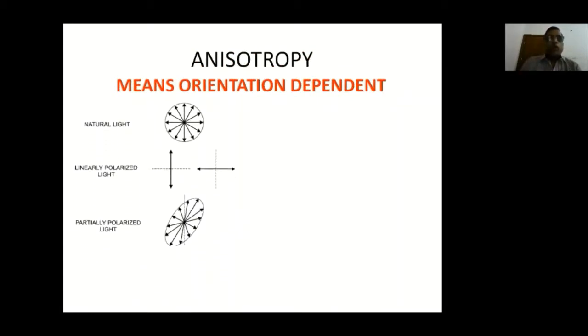Now, when you look at normal light, it's unpolarized light. It is coming in all directions. When you look at linearly polarized light, it's basically plane polarized light. You can have it in one plane, and you can also have it partially polarized. This is how light can be.